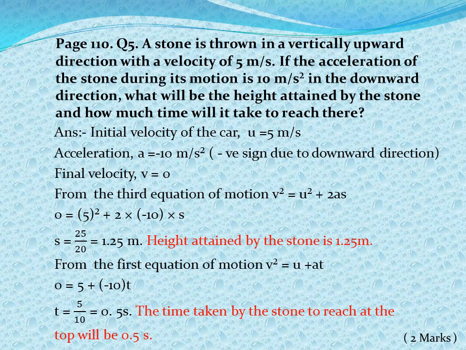From the first equation of motion, v equals u plus at, that is 0 equals 5 plus minus 10 into t. So t equals 5 by 10 equals 0.5 second. The time taken by the stone to reach the top will be 0.5 second.